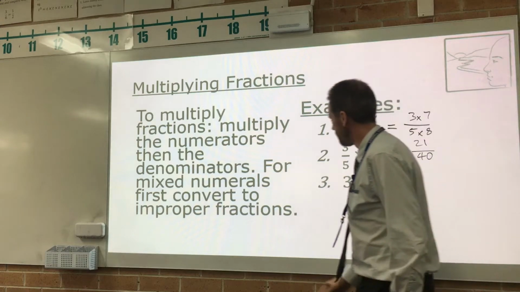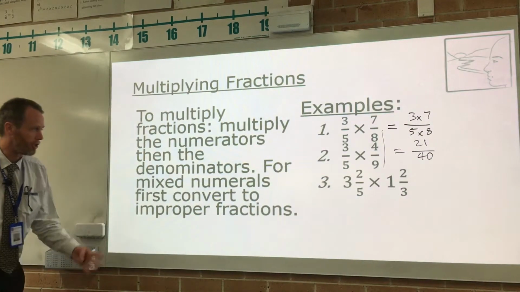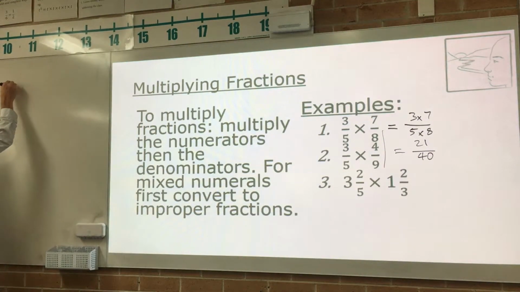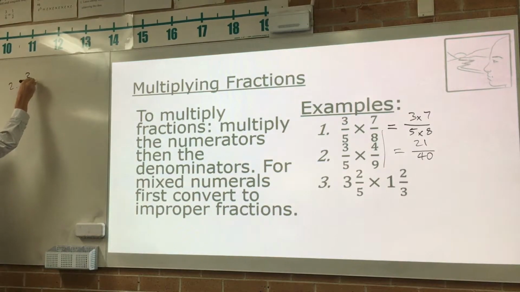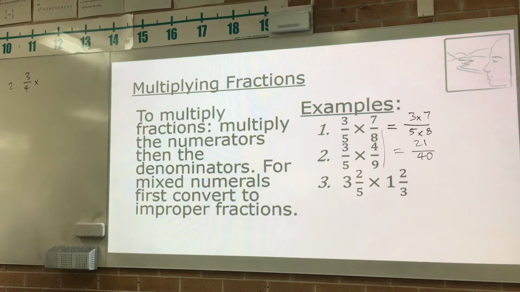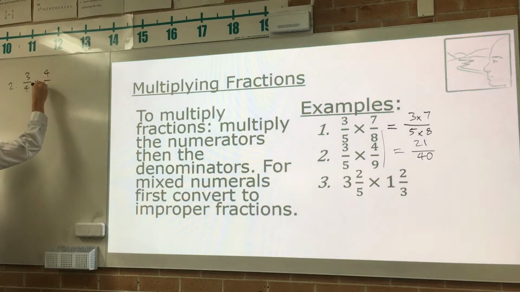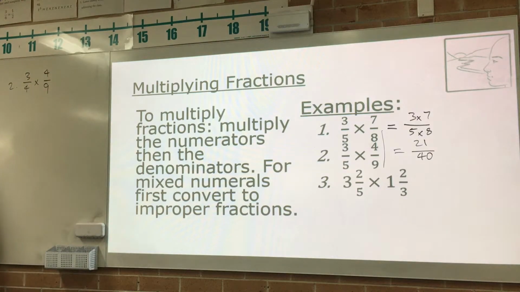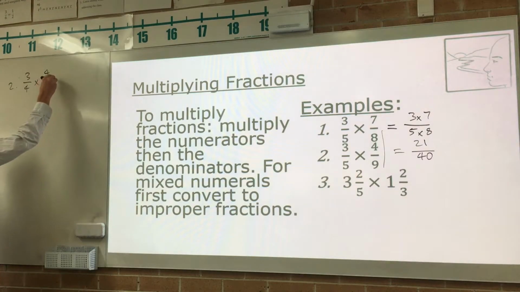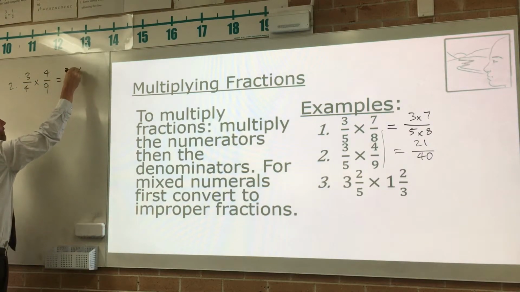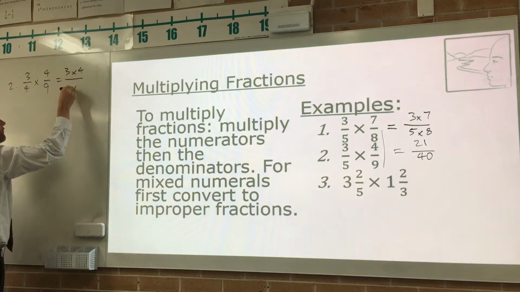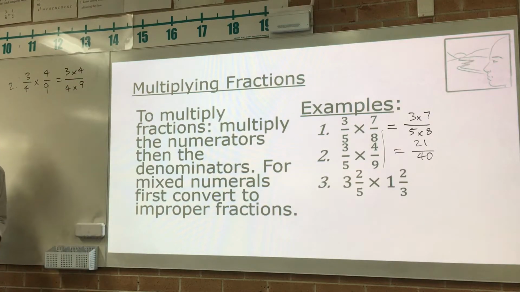Let's move over to the board for question 2. Question 2 says 3/4 times 4 over 9. Now I want to teach you to do it quicker. Hopefully some of you already know this. What we're actually going to be doing is this. We're going to be doing 3 times 4 over 4 times 9. But there is a shortcut.